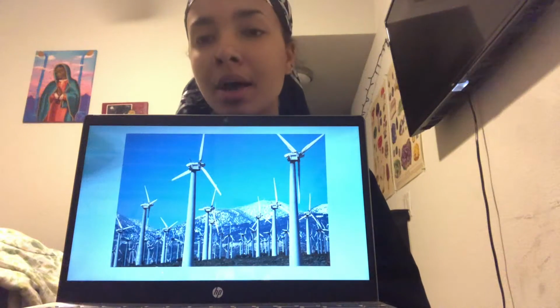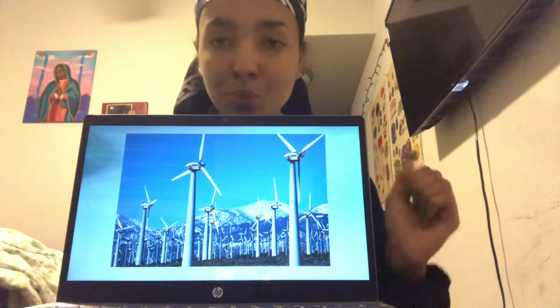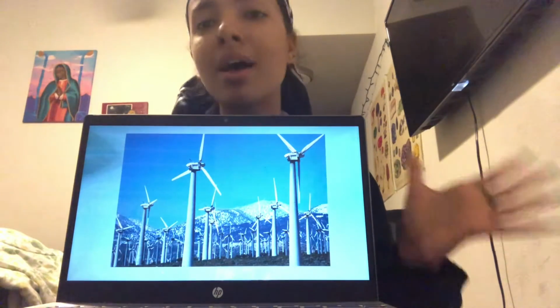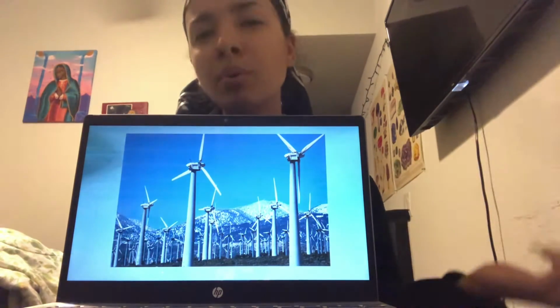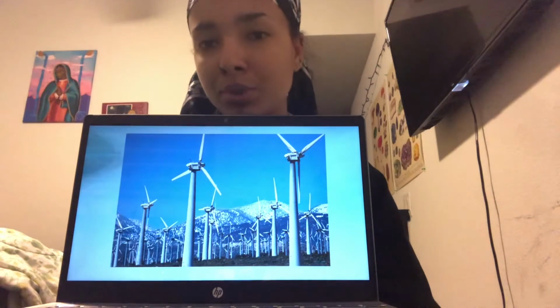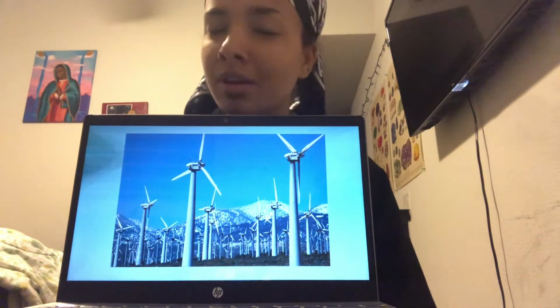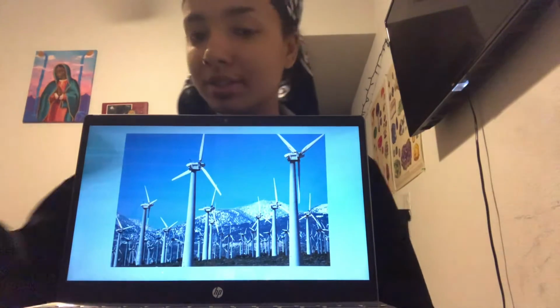So traditionally, wind turbines were fixed-speed wind turbines, meaning that they only operated at a fixed speed. Now, as technology advances, more and more farms are choosing to use variable speed wind turbines because they allow the turbines to match the speed of the wind, so they're going to be more efficient.